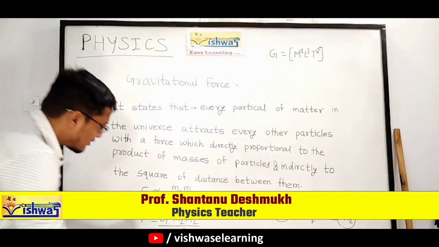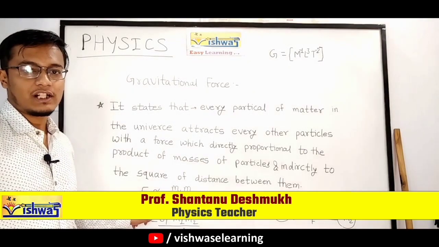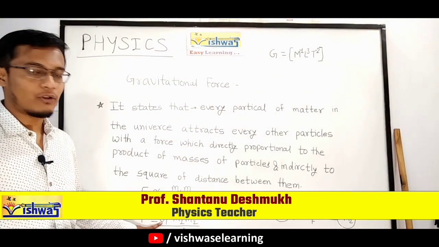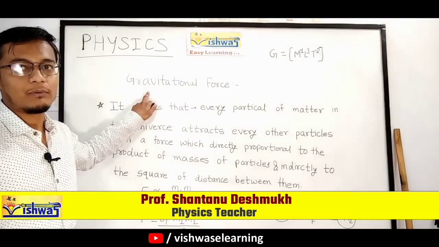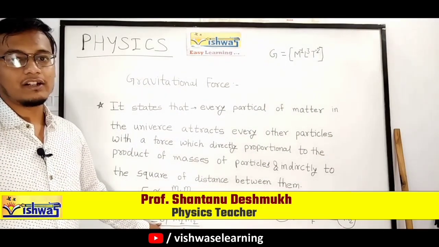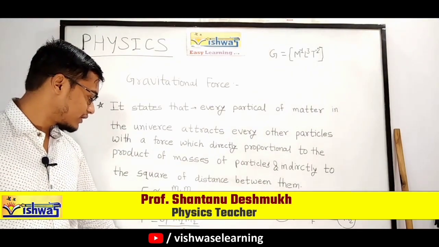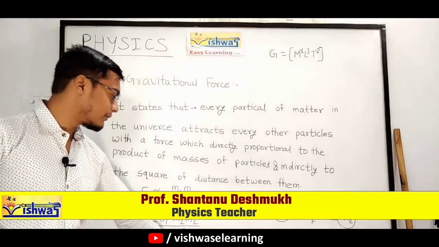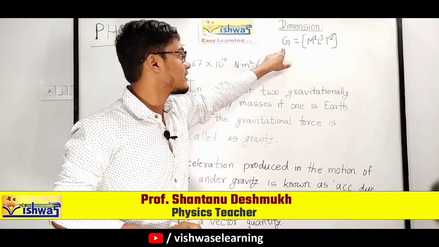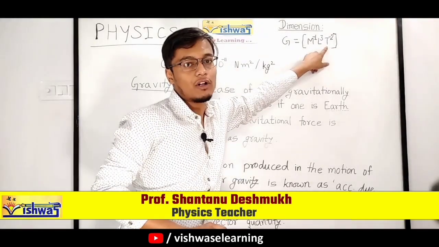Here this is the proportionality sign, and to make it an equality we must take some kind of universal constant. Since we are looking at gravitational force, we take the universal gravitational constant G. Anywhere in the universe the value of G is 6.67 into 10 raised to the power minus 11 Newton meter square per kg square. The dimension of the universal gravitational constant is M power minus 1, L power 3 and T power minus 2.